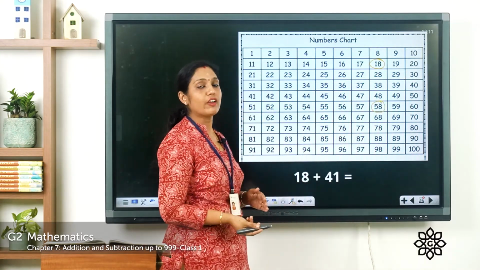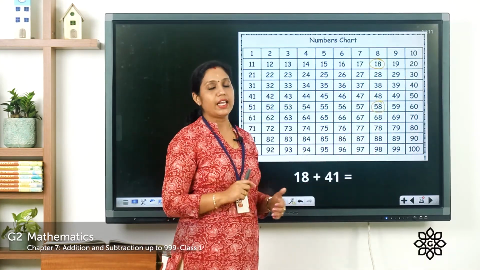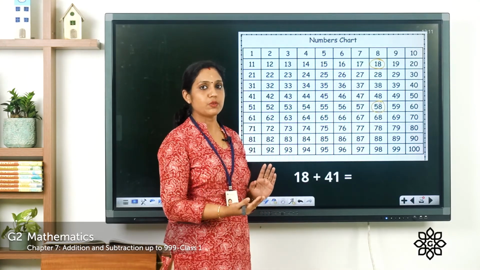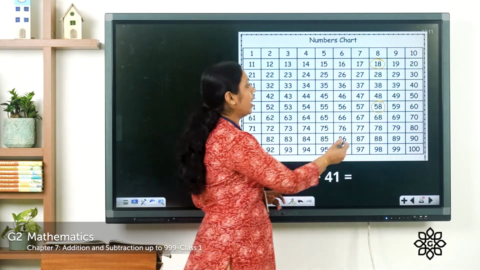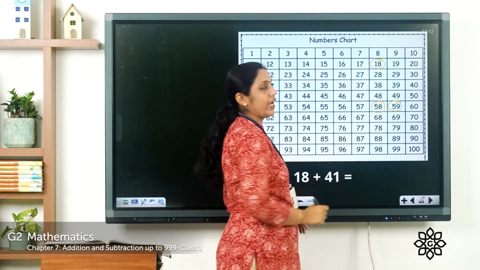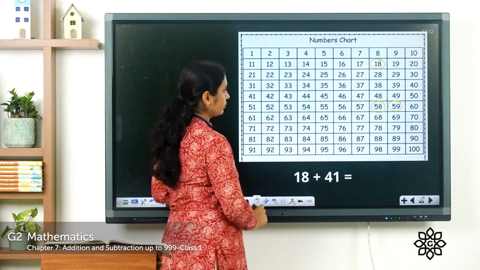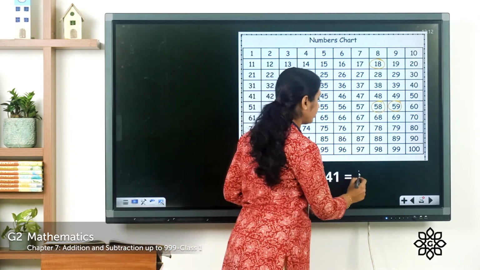And then next we have to take the ones place. In the ones place we have 1. So how many steps we have to move right? 1 step, and we reach the number 59. So what is the answer? 18 plus 41, it is 59.